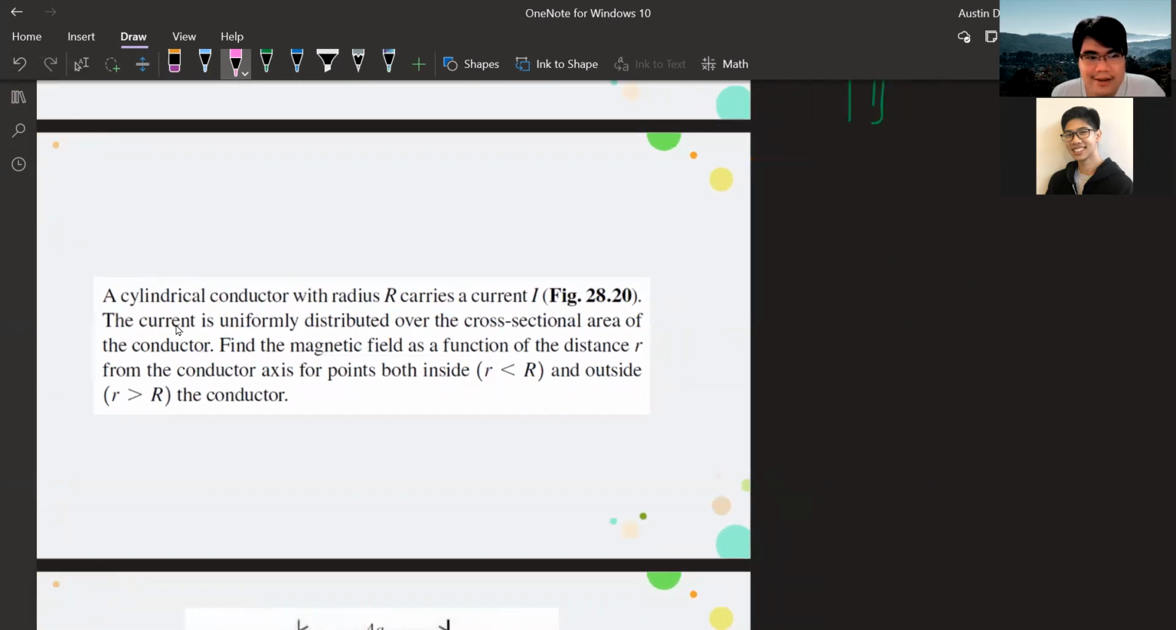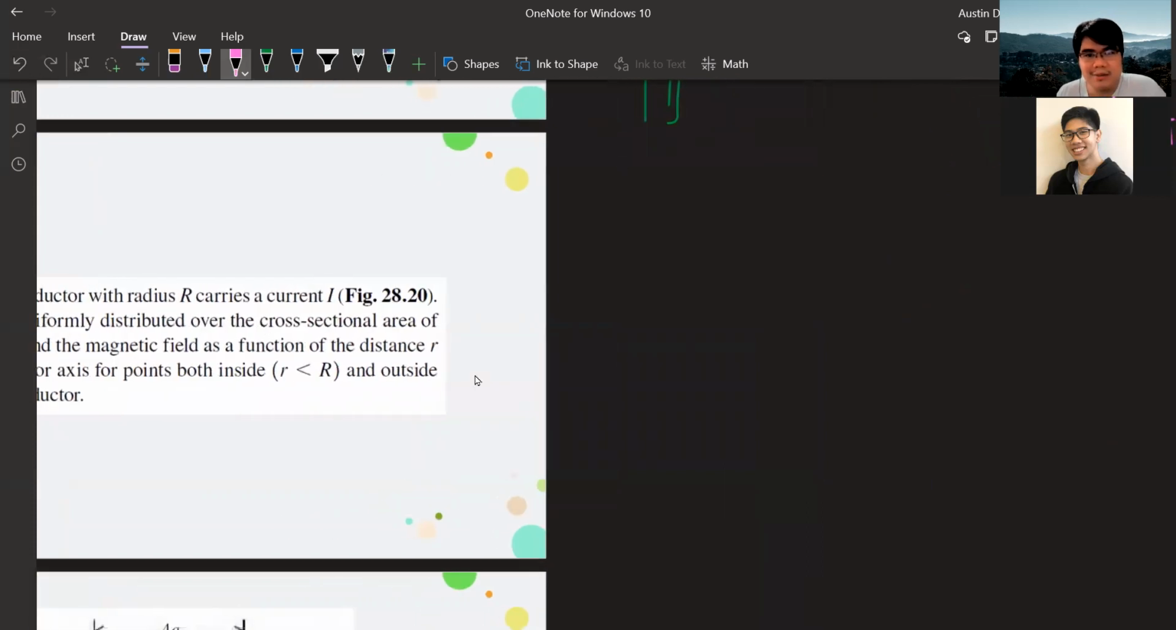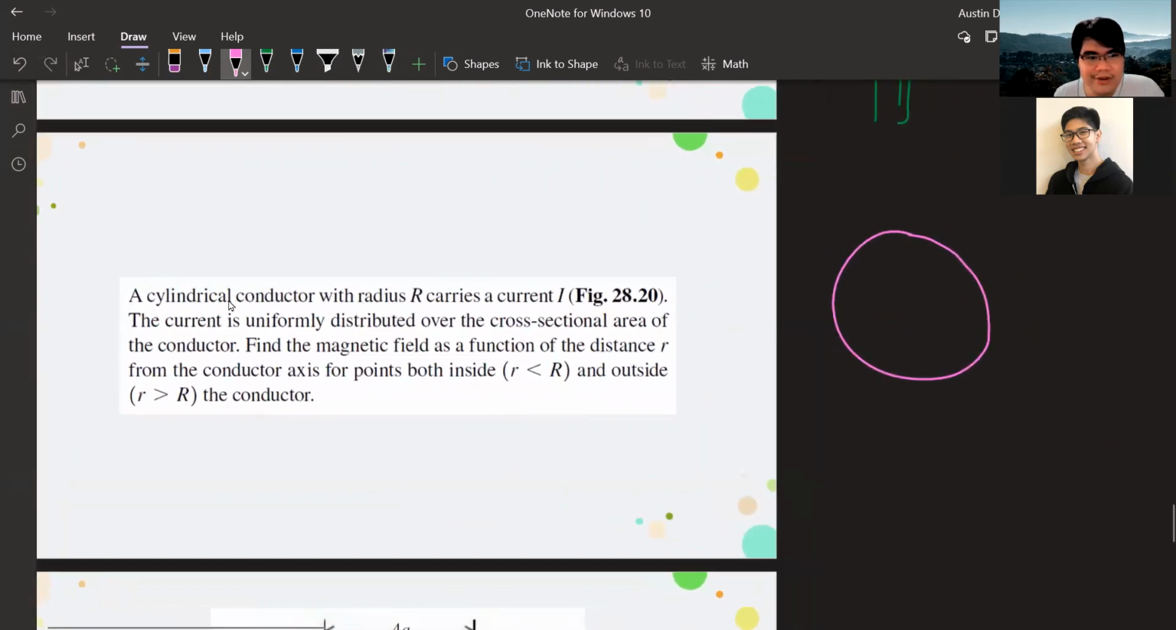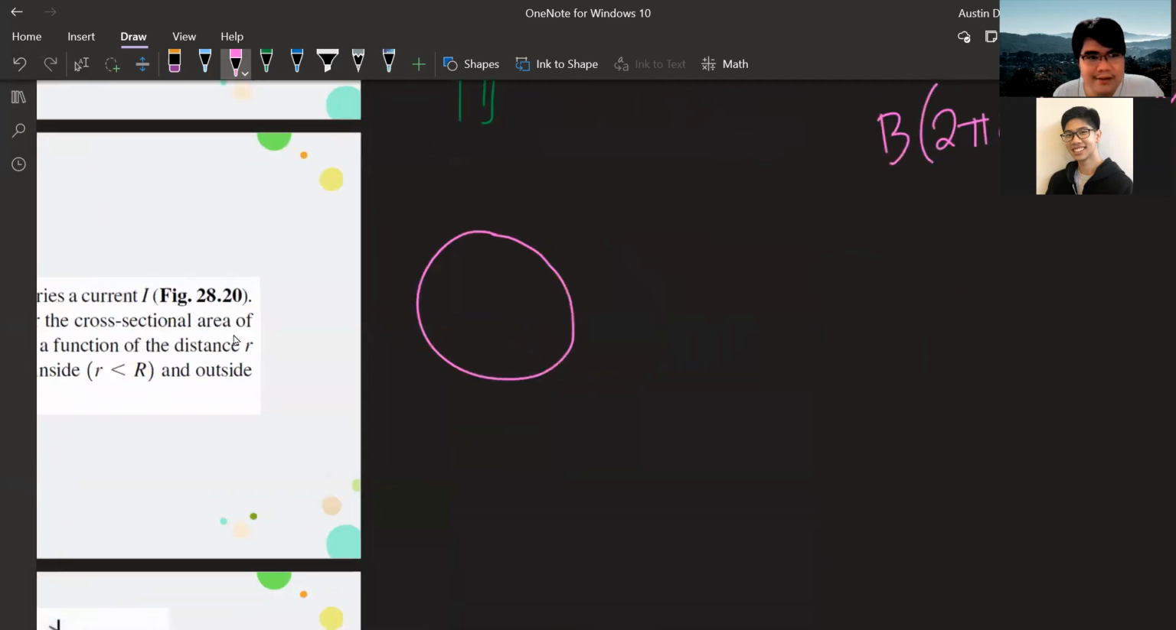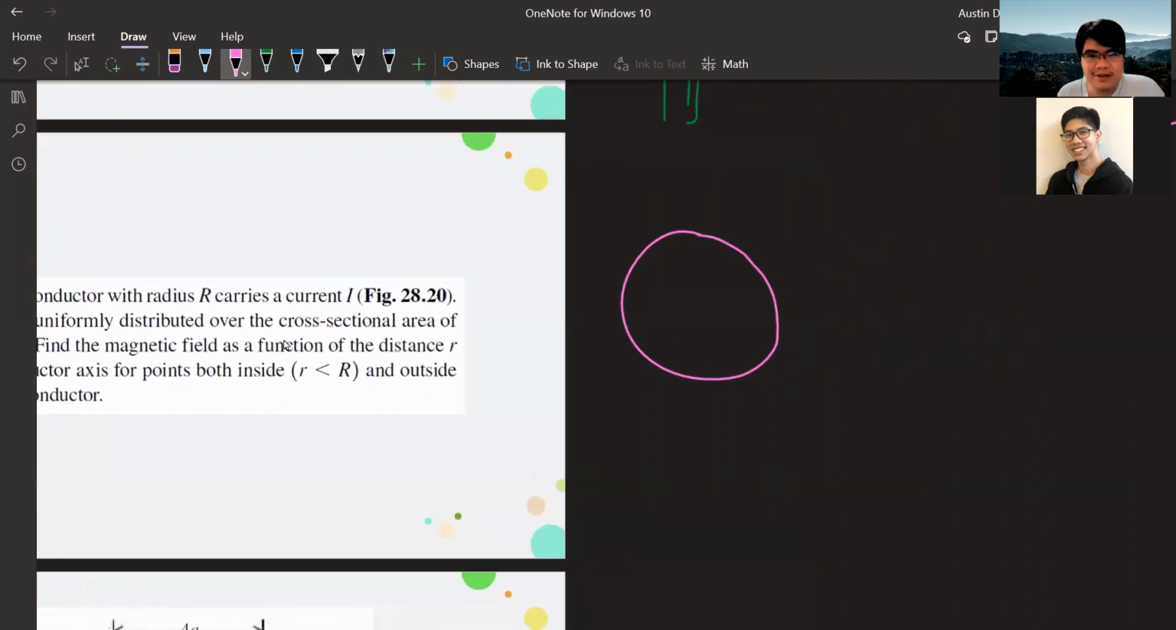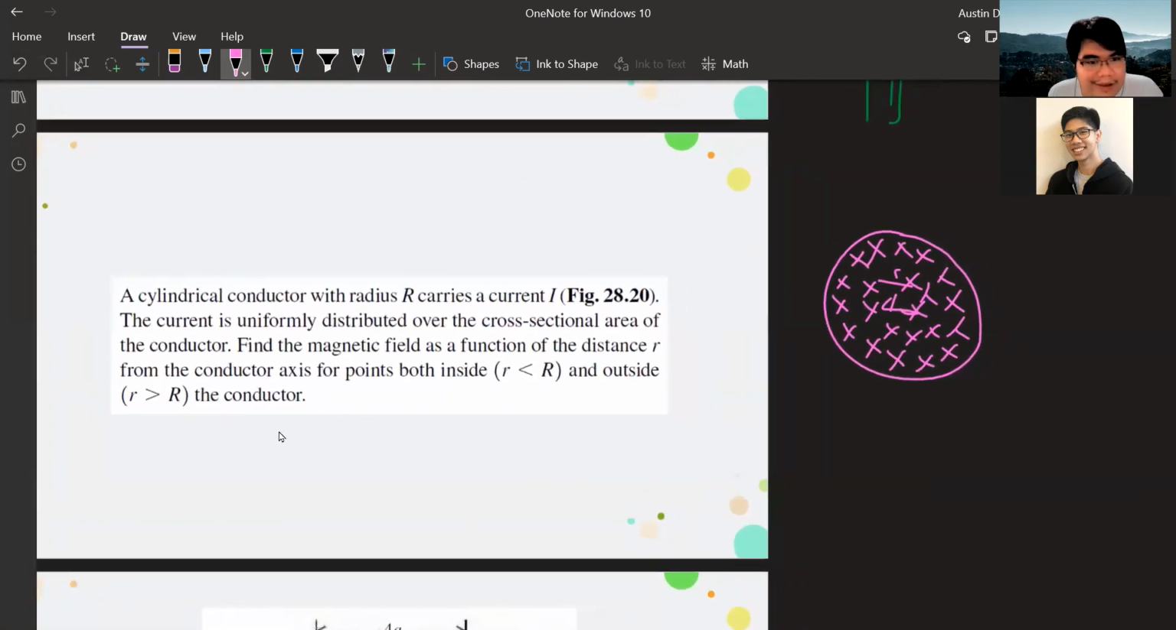Kasi mga currents are in a straight line, di ba? So, kapag tinignan mo yung current, ito yung conductor mo, cylinder conductor, what is the sense of having it over the volume if your current is made up of lines? So, cross-sectional area, makes sense, di ba? May into the page na current. Okay, makes sense na by the area. Yan siya. Pero over the volume, it would not make sense. Anyway, continuing on. Find the magnetic field as a function of the distance r from the conductor axis for points both inside and outside the conductor.